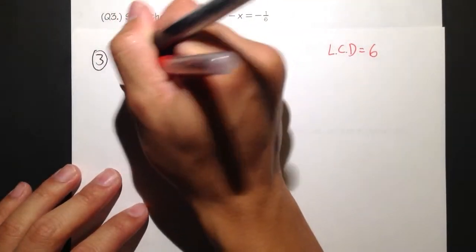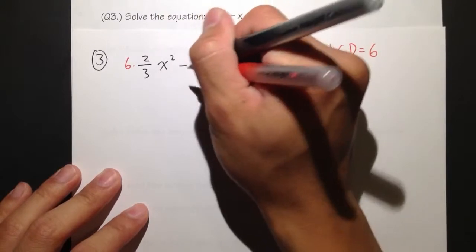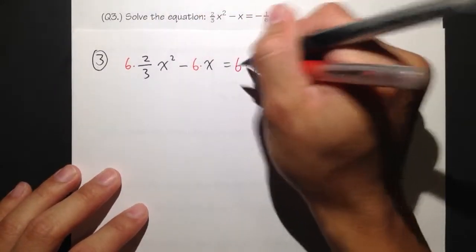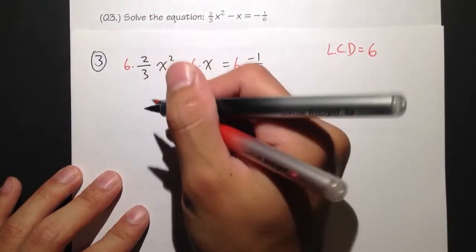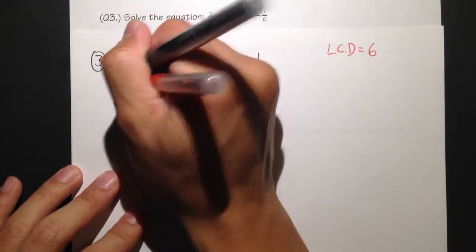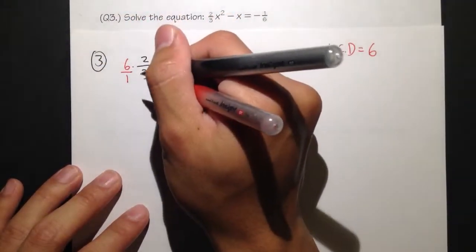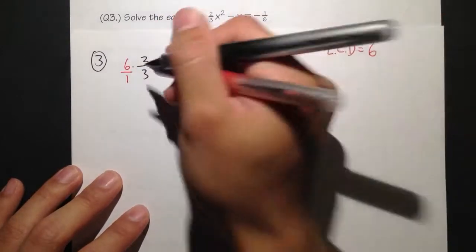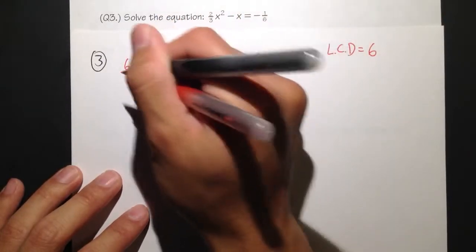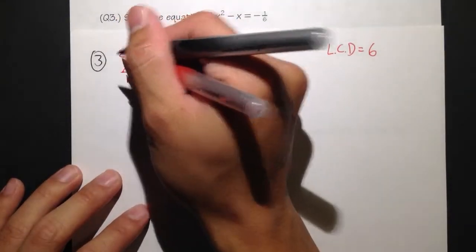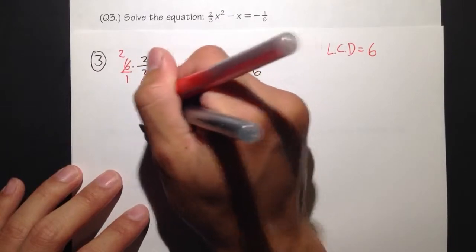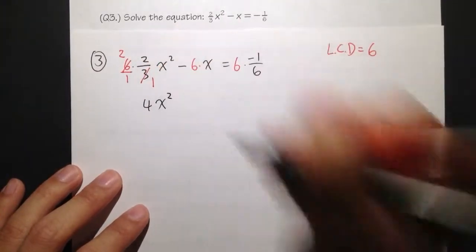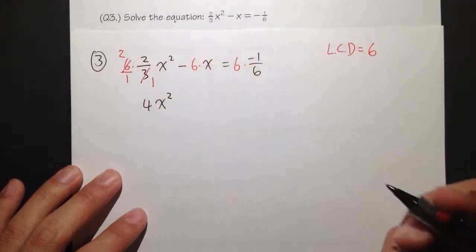So let me multiply 6 by 2 over 3 x squared, 6 times x, 6 times that. So here I have 6 times 2 over 3. Let me write the 6 as 6 over 1. Then I can cross reduce first. 3 goes into 3 once, and 3 goes into 6 twice. We just have to do 2 times 2, which is equal to 4. 4x squared. And the over 1 doesn't matter, right?